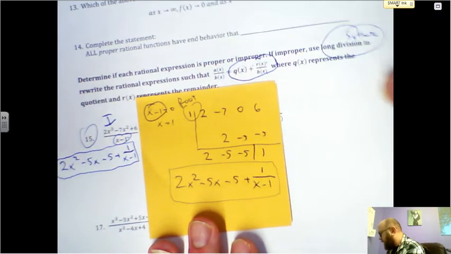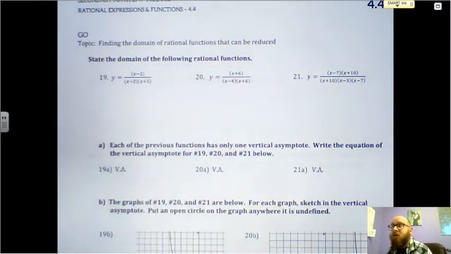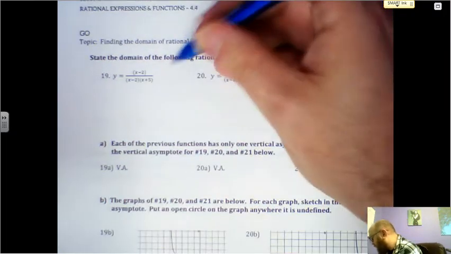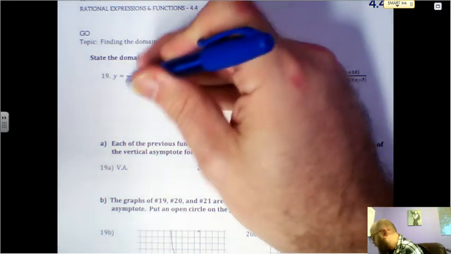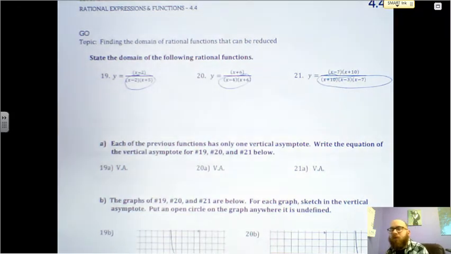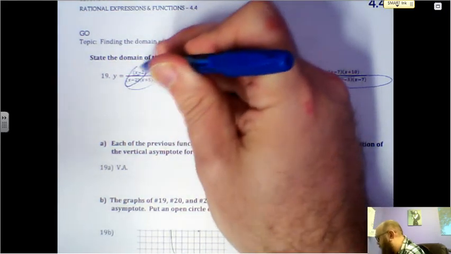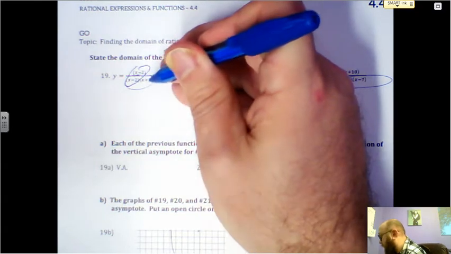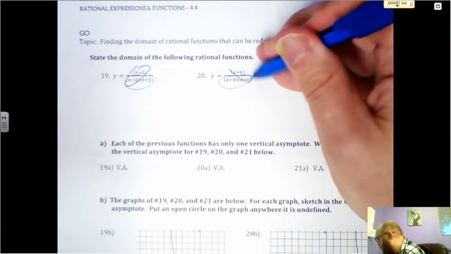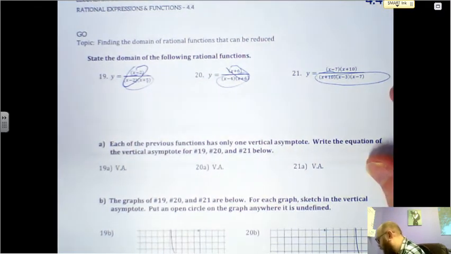Okay. Finally, the last piece. We're going to be stating the domains of the following functions. To find the domains of the functions here, we need to figure out where the holes in our domain are. So you want to be looking at your denominators to figure out where the holes in the domain are. You'll see here that because those reduce, the hole is at 2, but we'll have an asymptote at negative 5. We'll have a hole at negative 6, but we'll have an asymptote at 4. And then you can look at 21 to see how that works.